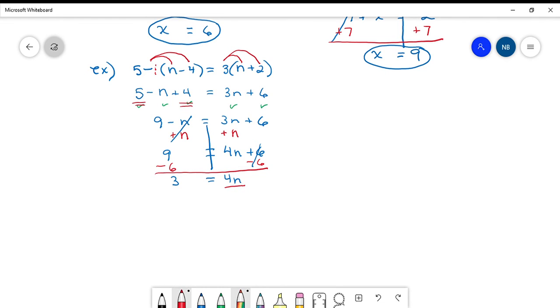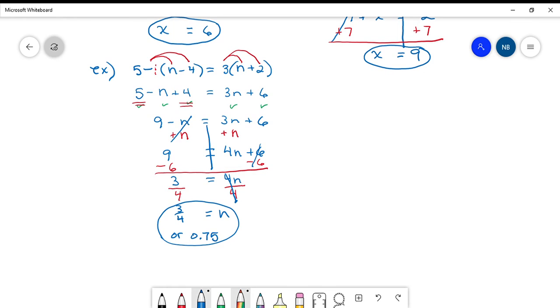The 4 is being multiplied by n. So I divide both sides by 4. Why? Because 4 divided by 4 makes 1. That leaves me with n equals 3/4. Or if you're using a calculator, it might return the answer, 0.75. Okay, that one's finished.